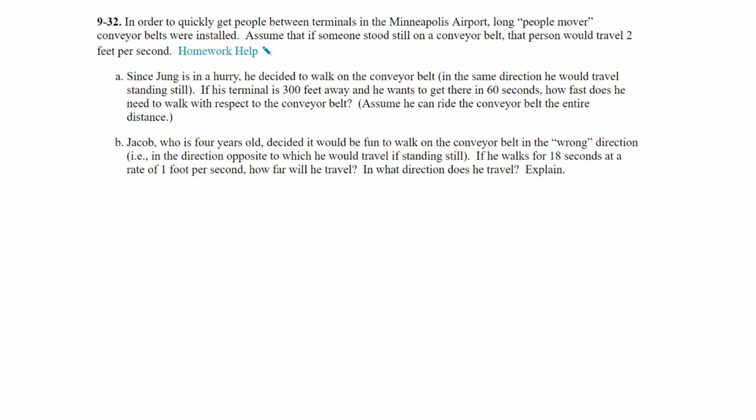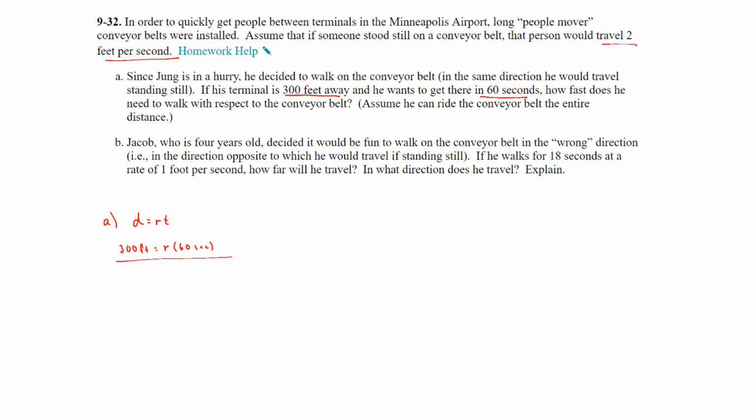Alright, now to answer this question, what I'm thinking is we need to use distance equals rate times time, because we have the distance, which is 300 feet away. We have the time that he wants to get there in. We also know that the conveyor belt is traveling 2 feet per second, but we've got to figure out how fast he needs to travel in total to be able to figure out how fast he needs to walk. So the distance is 300 feet away, which is equal to the rate we don't know just yet, but the time is 60. So the rate times 60 seconds.